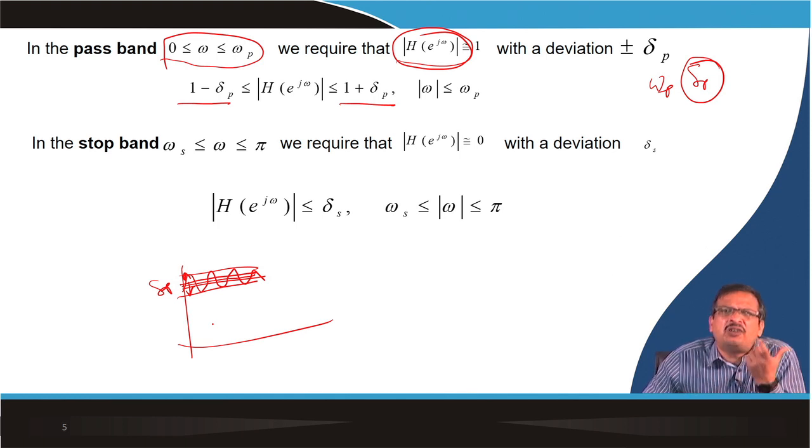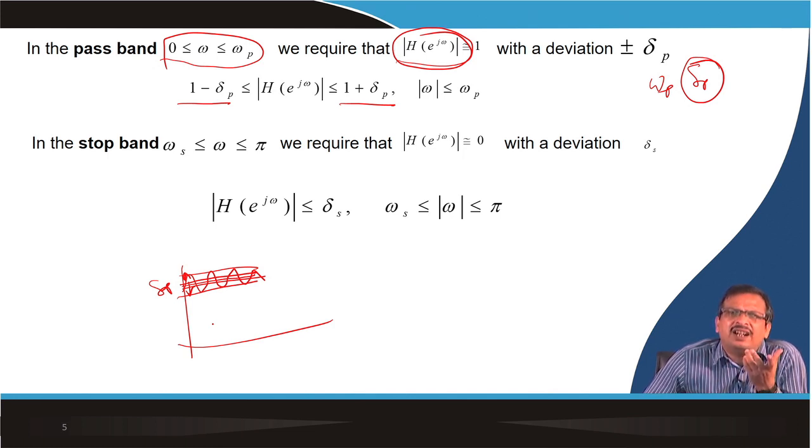So the magnitude response of the filter, including ripple, is not 1. It should be 1 minus del p, or it may be 1 plus del p. I do not get exactly 1. So del p is called the pass band ripple.